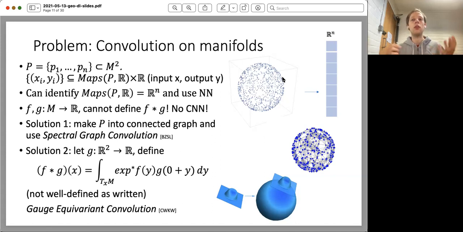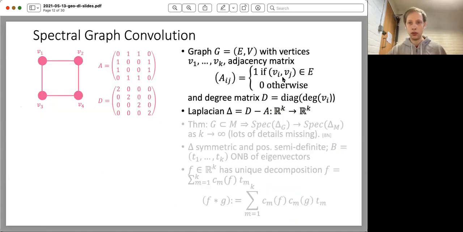But the problem is, of course, I must make some choice of identification, and there is no canonical choice. So as it's written, this thing is not well defined. And gauge equivariant convolutions are one way to make this expression well defined. Those are the two things that I'll explain in the rest of the talk. So let's start with the spectral graph convolution.